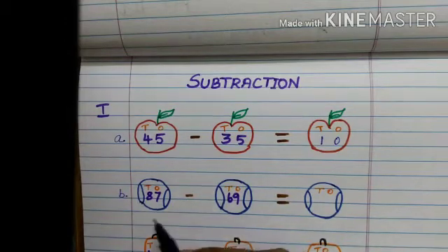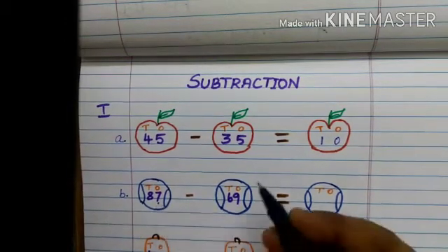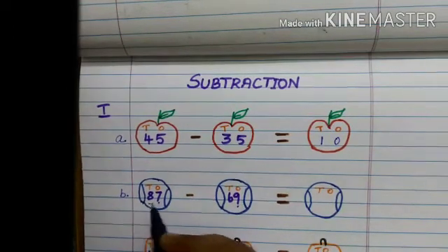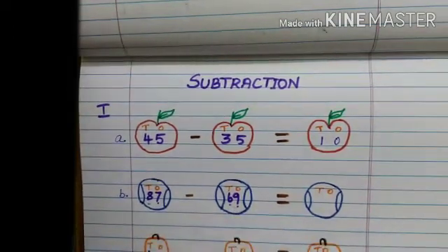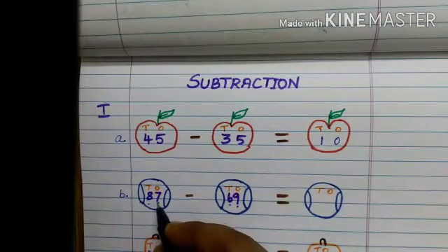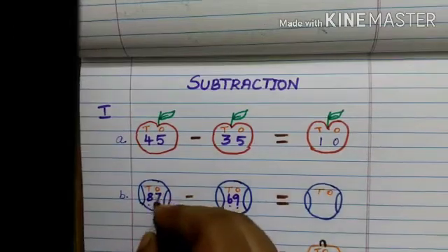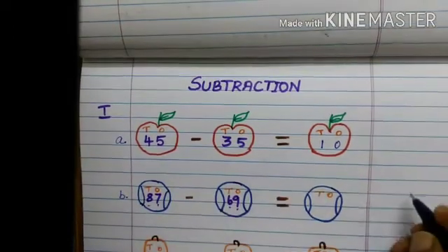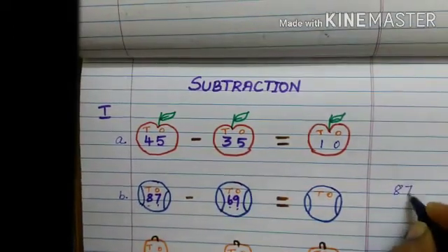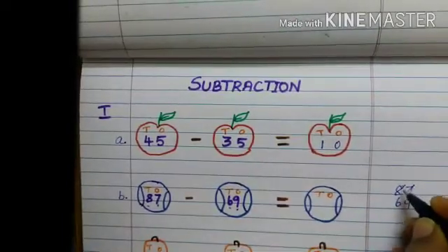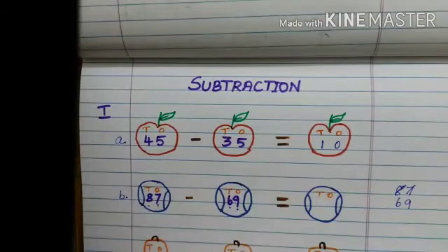The first number has 7 in the ones place and the second has 9 in the ones place. In the tens place you compare the bigger number, but here the ones place is the smaller number. 7 subtract 9 is not possible, so we do the carry over. So 87 and 69. First you do the borrowing.